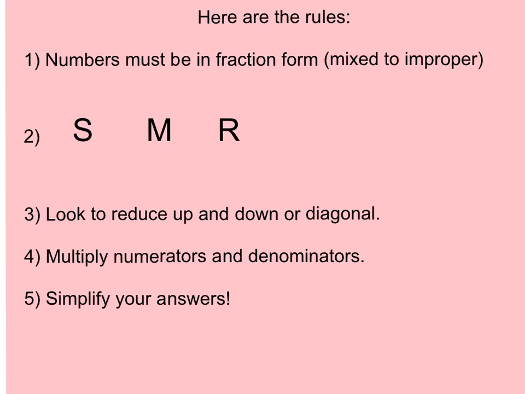First off, anytime you're given a fractions problem, you need to make sure that all of your numbers are in fraction form. So if you have any mixed numbers, make sure you change those to improper fractions. And also, if you have any whole numbers, like say 7, make sure you write that as a fraction, so 7 over 1. Once all of your numbers are in fraction form, you're going to use SMUR.